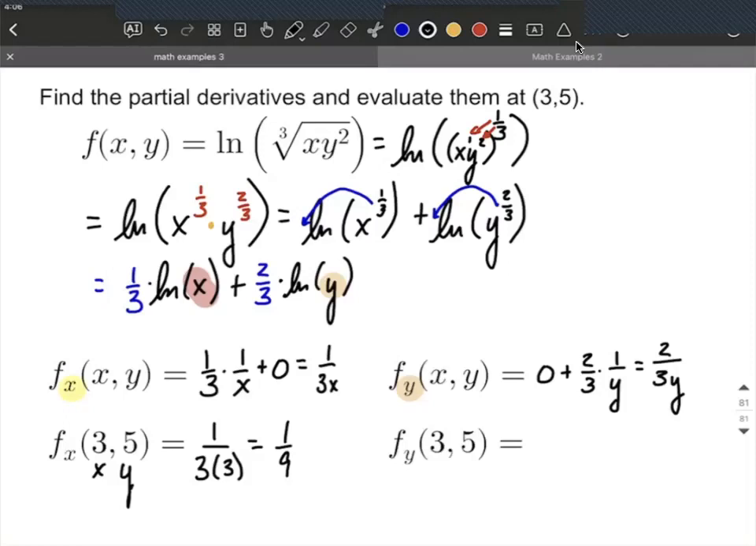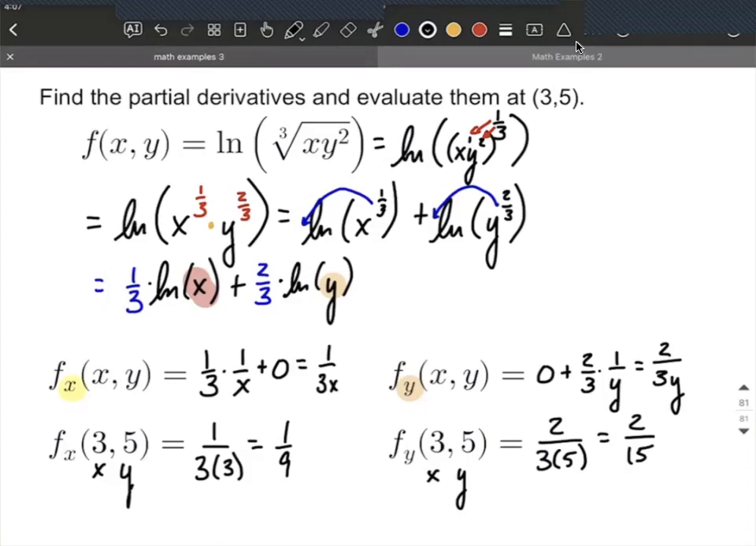And then evaluate this again at (3, 5). That's an x value of 3, a y value of 5. We don't have any x's in this, so we're just going to replace the y with 5. So 2 over 15 after some reducing down, and there's our solution.